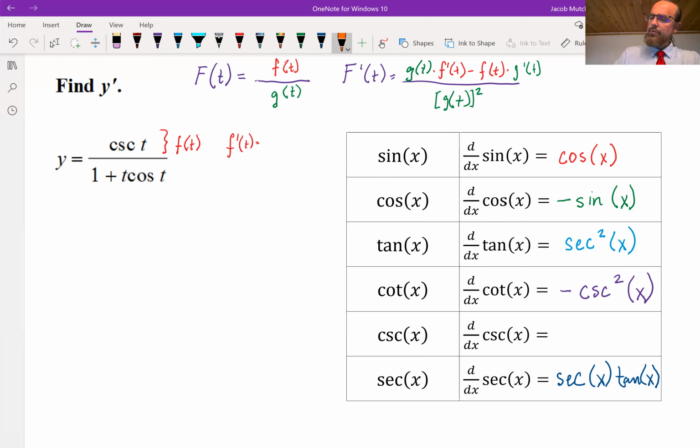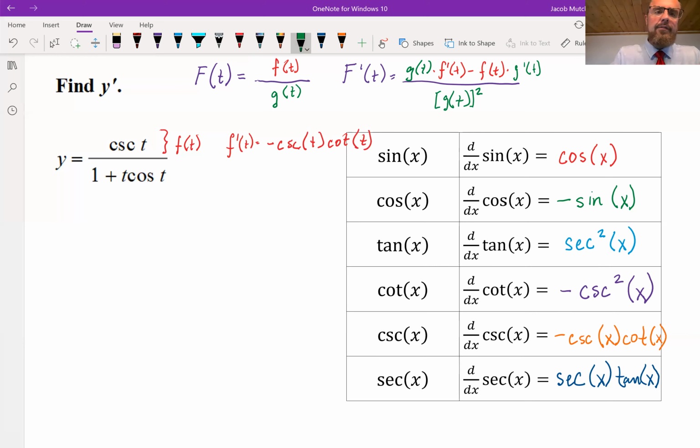So cosecant t is related to the derivative of secant. So if the derivative of secant was equal to positive secant tangent, the derivative of cosecant is negative cosecant cotangent. And that will help me fill in my first derivative on my quotient here. So if f of t is cosecant t, the derivative of f of t is going to be negative cosecant t times cotangent t.